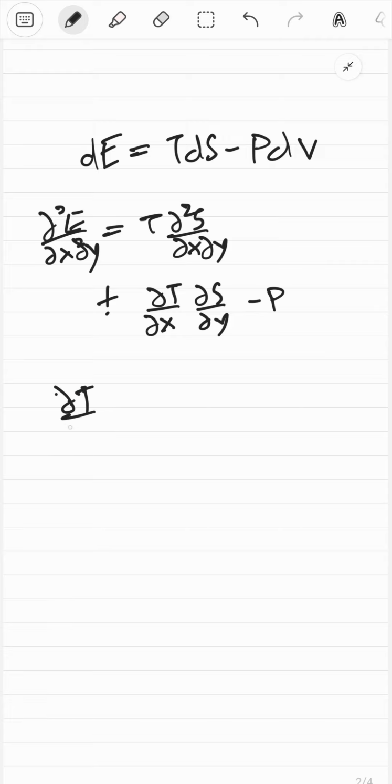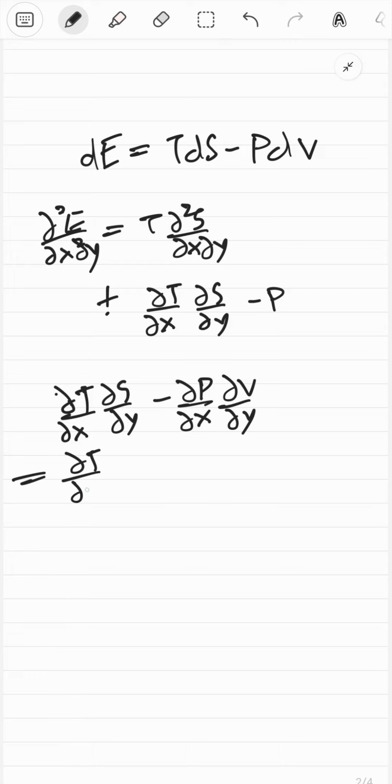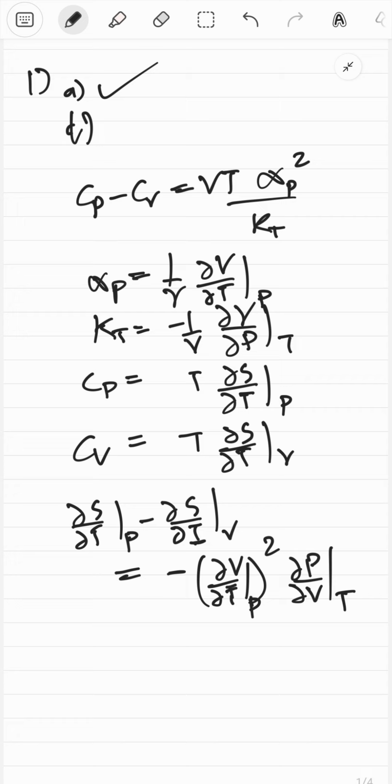So I'm just going to write down the whole thing directly. Partial T by partial x, partial S by partial y, minus partial P by partial x, partial V by partial y. This is just equal to partial T by partial y, partial S by partial x, minus partial P by partial y, partial V by partial x. Once again, cool. So now we're thinking of this thing.